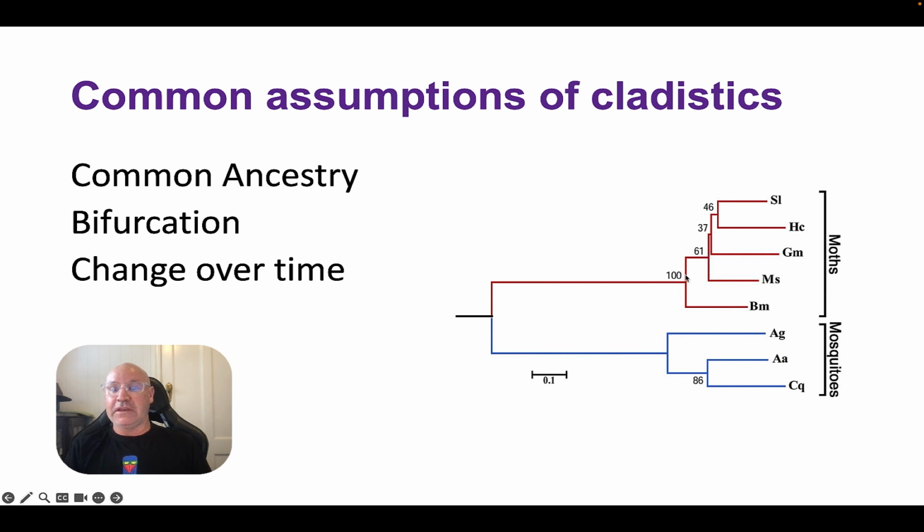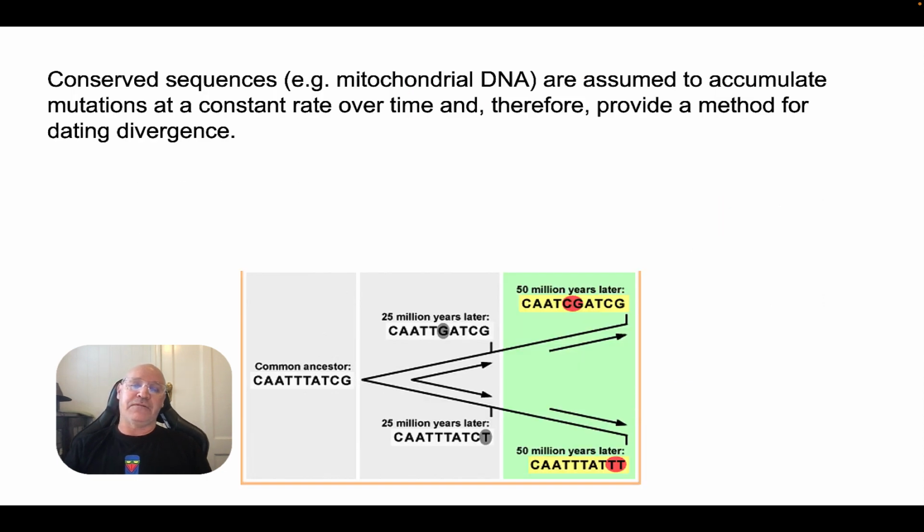Also, we describe these as nodes. N-O-D-E-S. Nodes are the bifurcations, and they're the splits. And the third assumption is that we have change over time. And in fact, we can actually use this as a bit of a molecular clock. And so this is the guidance material in the syllabus. So it's important for us to understand this.